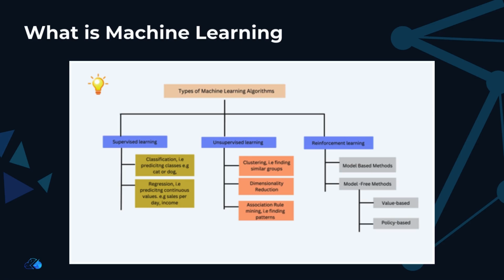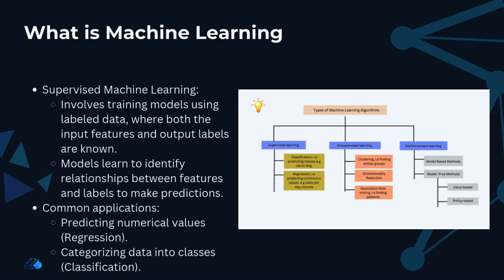Hello, in this lesson we'll explore the types of machine learning and understand how they work. So let's dive in. The first one is supervised machine learning. Supervised machine learning focuses on training models with labeled data.